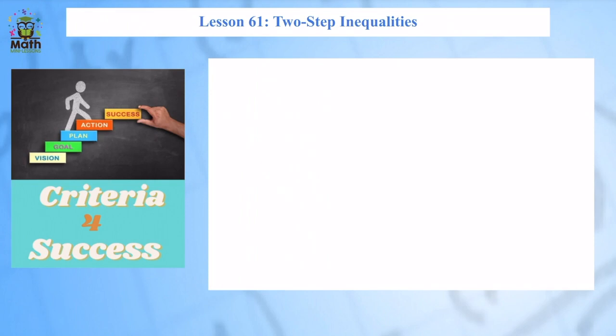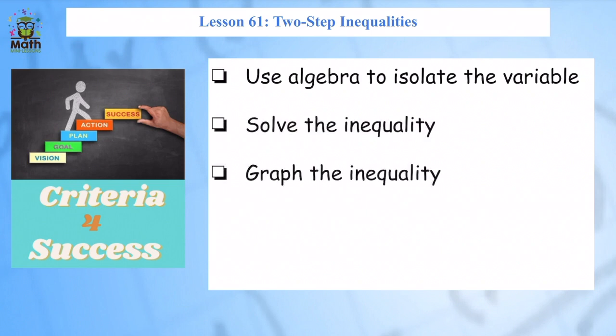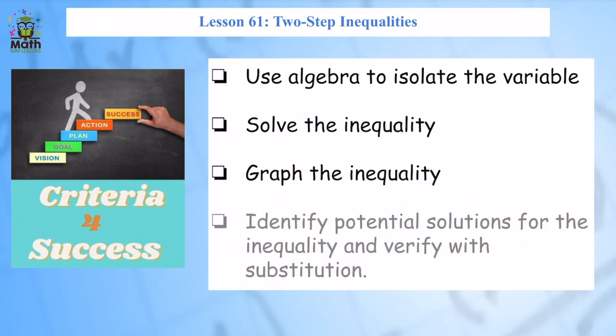Welcome to lesson 61. We're going to look at two-step inequalities. While I'm solving, you're going to be on the lookout for the following four things. Watch how I use algebra to isolate the variable, how I solve the inequality, and how I graph that inequality. And I use that graph to identify potential solutions for the inequality and verify it with substitution.